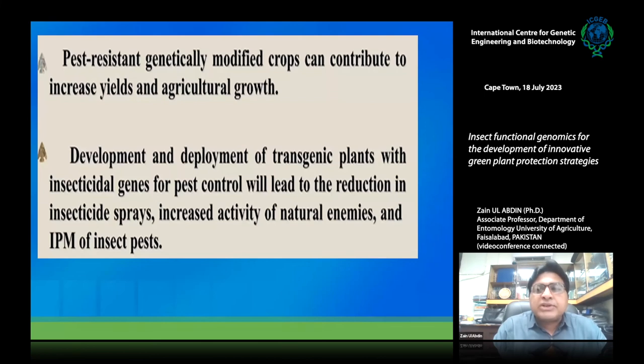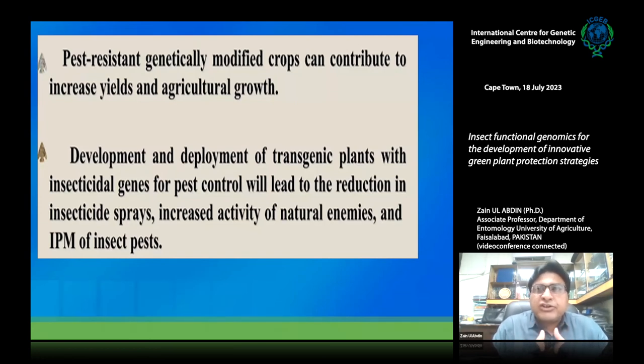Development and deployment of transgenic plants with insecticidal genes for pest control will lead to the reduction in insecticide spray, increased activity of natural enemies, and integrated pest management of the insect pest. All these novel approaches, novel products, biotechnology-based interventions happen only due to the comprehensive understanding of the insect genome projects.